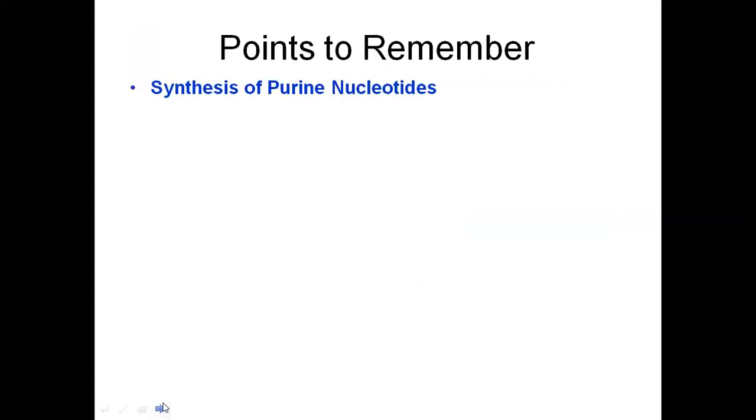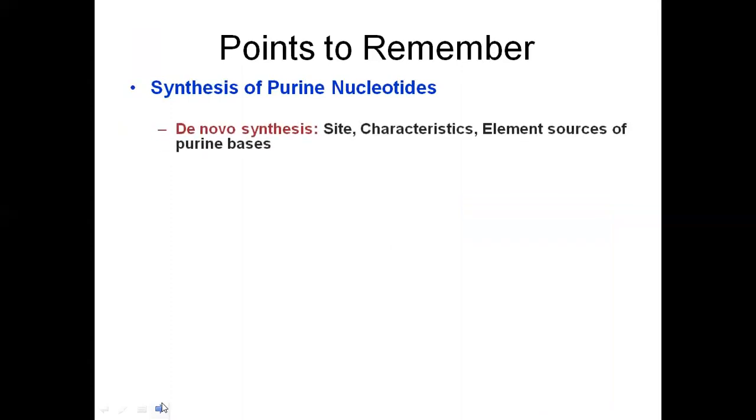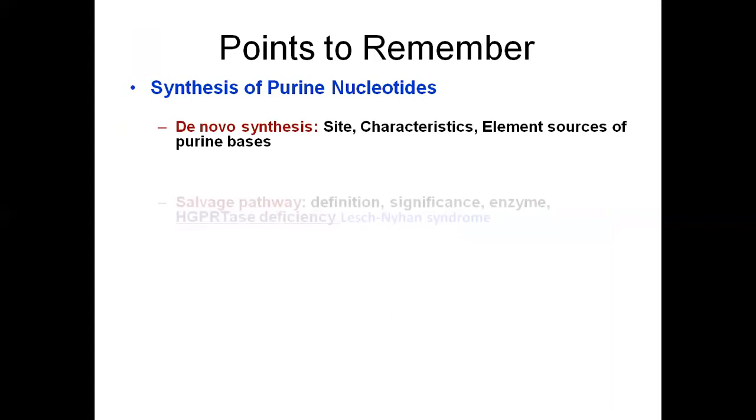Okay. Now, what are the points to remember in synthesis of purine nucleotides? It has de novo synthesis. De novo synthesis में क्या याद रखना है? उसकी साइट याद रखनी है कि कहाँ होती है. De novo synthesis किन साइट्स में होती है? उसकी कैरेक्टरिस्टिक्स क्या हैं और एलिमेंट सोर्सेस, मतलब कहाँ से कौन सा अमीनो एसिड कार्बन दे रहा है, कौन सा अमीनो एसिड नाइट्रोजन दे रहा है, किस पोजीशन पे आके वो अटैच हो रहा है, ये आपको याद करना है. ठीक है, तो these are the points to remember.